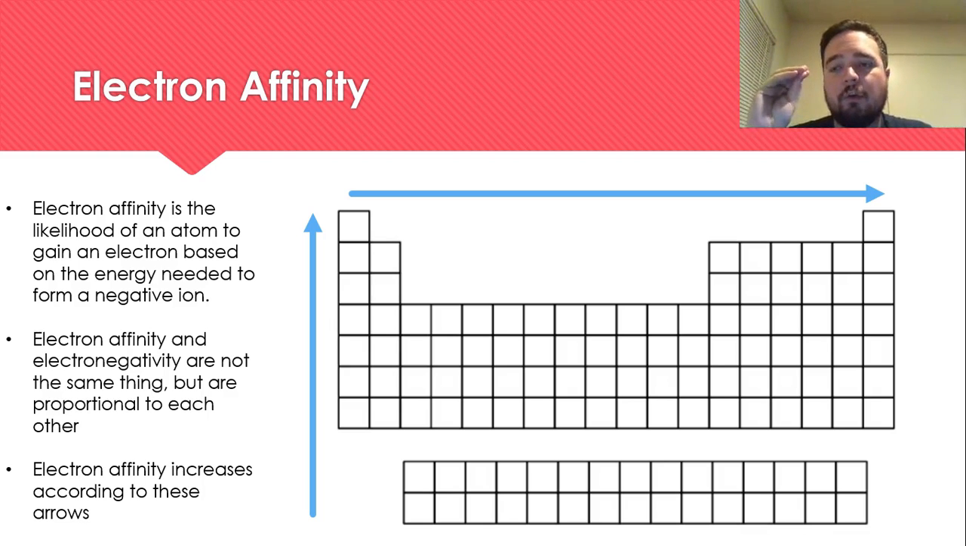So with electron affinity, you'll find that the elements that are more likely to form anions are on the right-hand side of the periodic table, while the elements that are more likely to form cations are on the left-hand side, which, if you know from the previous video, all the metals are pretty much on the left-hand side of the periodic table. So metals are more likely to form cations, while non-metals are more likely to form anions.